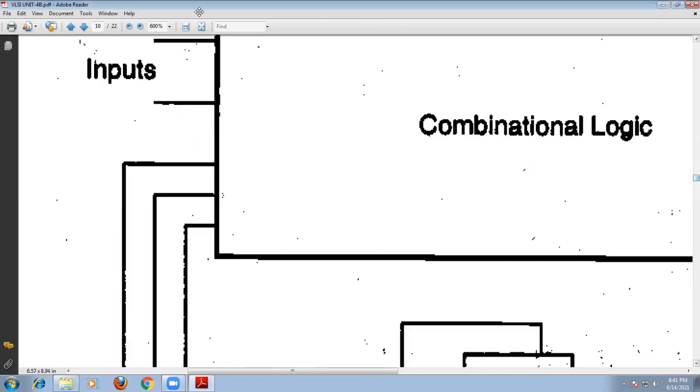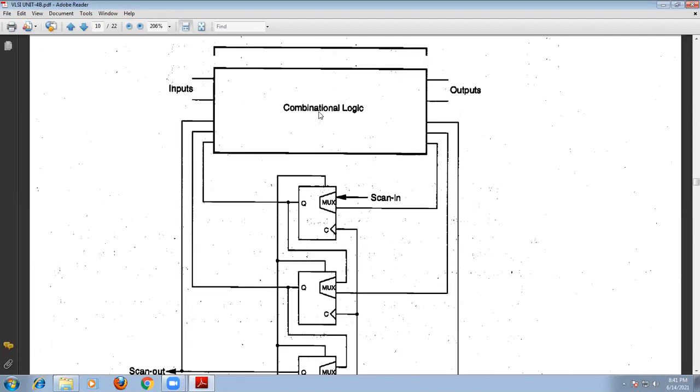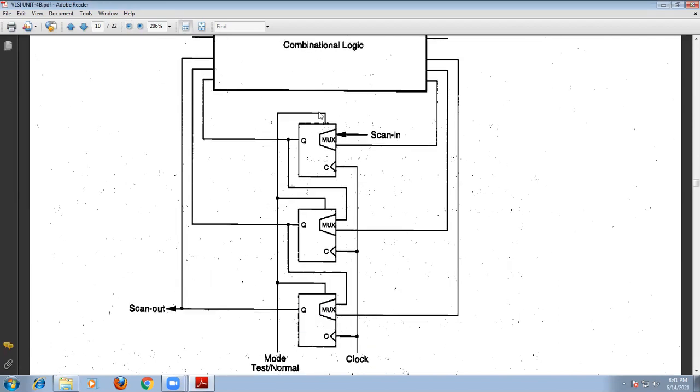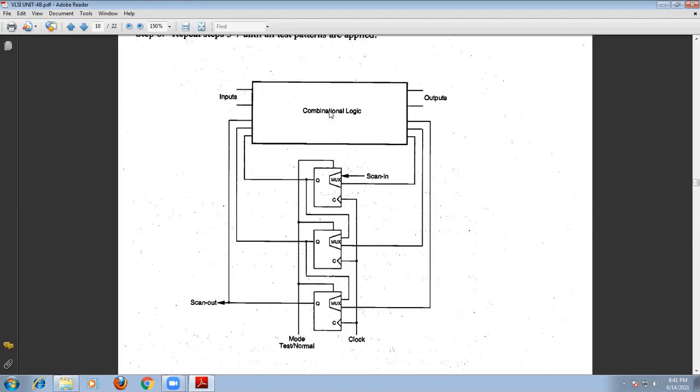This is the circuit diagram of the scan-based technique. This is the combinational circuit, and this is the feedback network. This is the main circuit diagram of the scan-based design. It also consists of multiplexers, and for every storage element we are going to use a multiplexer.